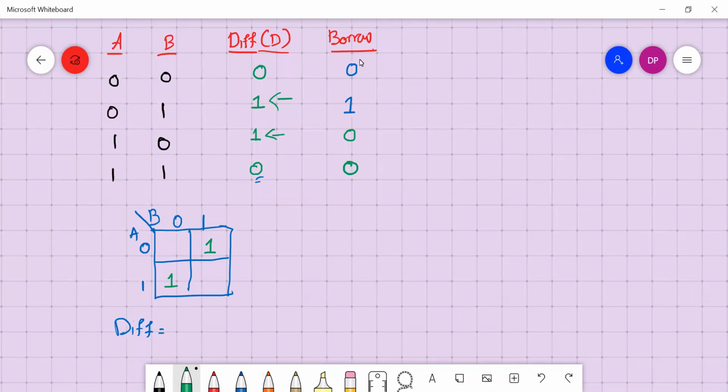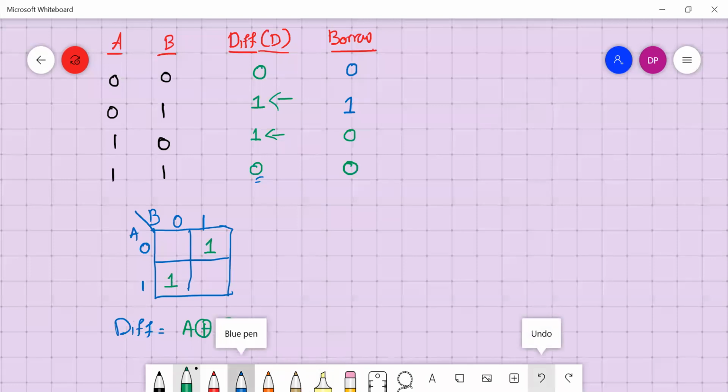What will be the answer for this? A bar B plus AB bar. Okay, so directly you can write this is A XOR with B. Directly we can write. I told you, keep in mind that this is a diagonal grouping. Just have it in mind, and the answer will be A XOR B, right?